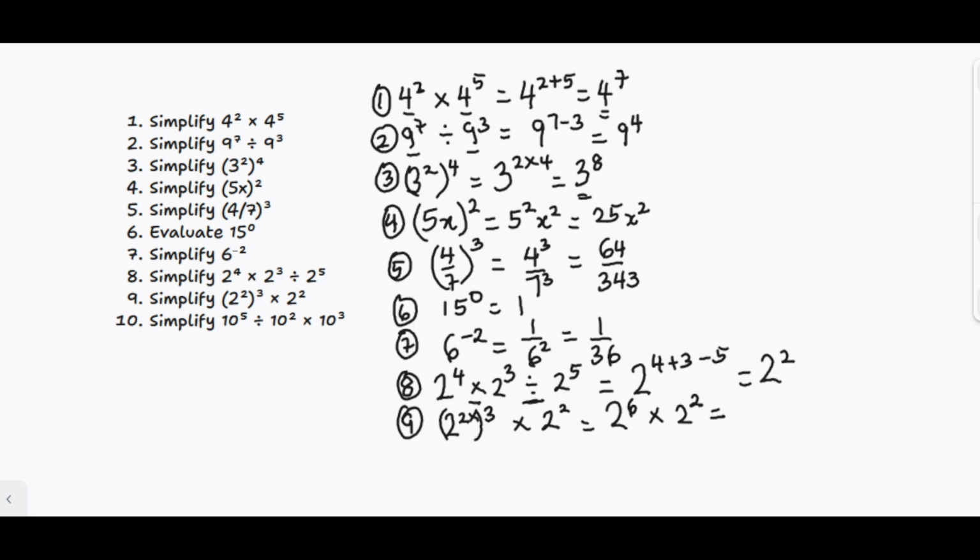Now, applying the product rule, since they have the same base, pick one of the base and then add up the indices. So the indices here is 6 plus 2. So our final answer will be 2 raised to power 8. And then the last question there, which is question 10, we have simplify 10 raised to power 5 divided by 10 raised to power 2 multiplied by 10 raised to power 3.